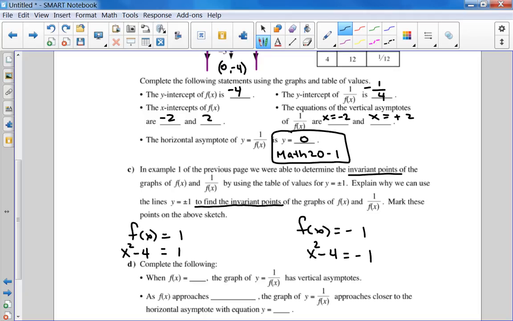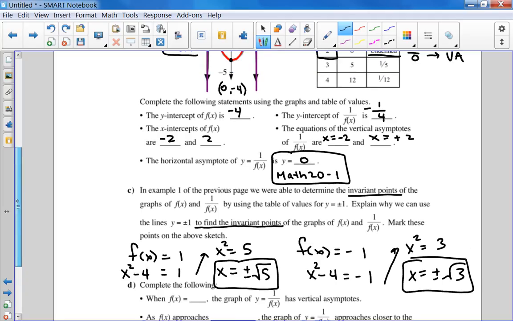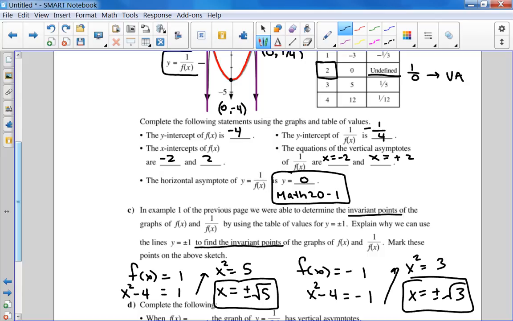So you would have to bring the 4 over and add it. So x squared equals 5, x equals plus or minus root 5. This one would be x squared equals -1 plus 4, which gives 3, so x equals plus or minus root 3. Okay, so you get 2 from there, 2 from here, and you would have those up here somewhere on the graph.